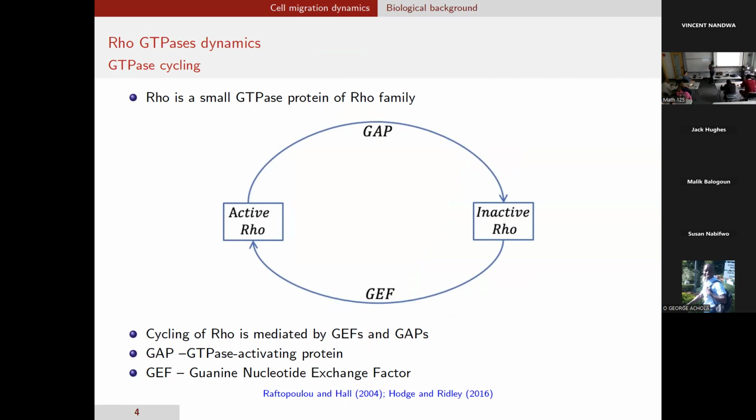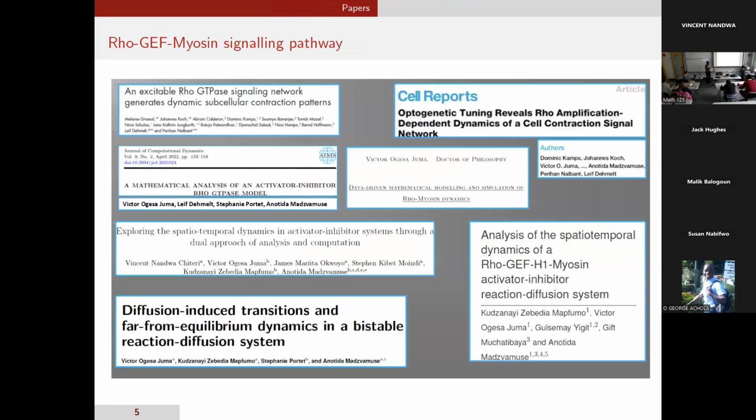So this is just a brief introduction about cell migration and then the Rho GTPases that we want to look at. My focus today is just to give you an overview of what we have looked at so far. I'm looking at a signal pathway composed of Rho, GEF, and myosin. In this work, a number of papers are already out, others are on the way, and others are also in preparation.